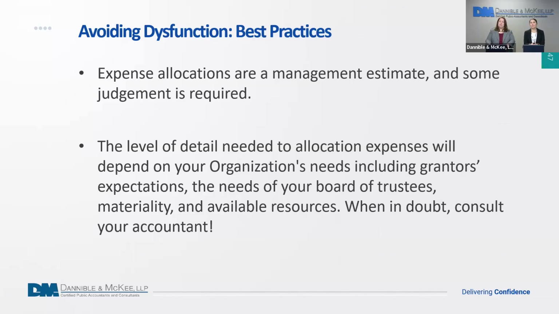The level of detail needed to allocate expenses will depend on your organization's needs, including grantors' expectations, the needs of your board of directors, the trustees, materiality, and available resources. When in doubt, consult your accountant. We did mention how there are some organizations that will just go through their expenses at year end and say, okay, I think my office supplies are about 75%, and I think my rent is about 40%. One thing we'll note, estimates are okay. Ballparking those percentages is okay if it's based on legitimate data.